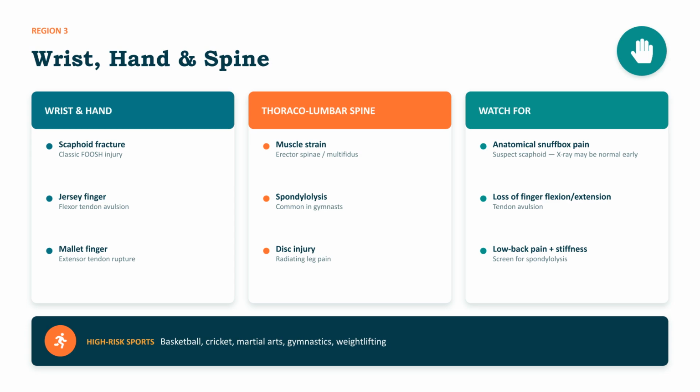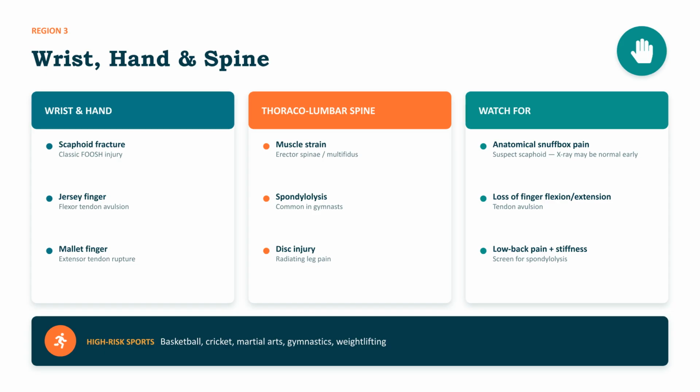Now, the wrist, hand, and spine. In the wrist and hand, we see scaphoid fractures from a FOOSH injury, that's fall on an outstretched hand. Watch for anatomical snuff box tenderness. Even if the x-ray is normal early on, you still need to suspect it.